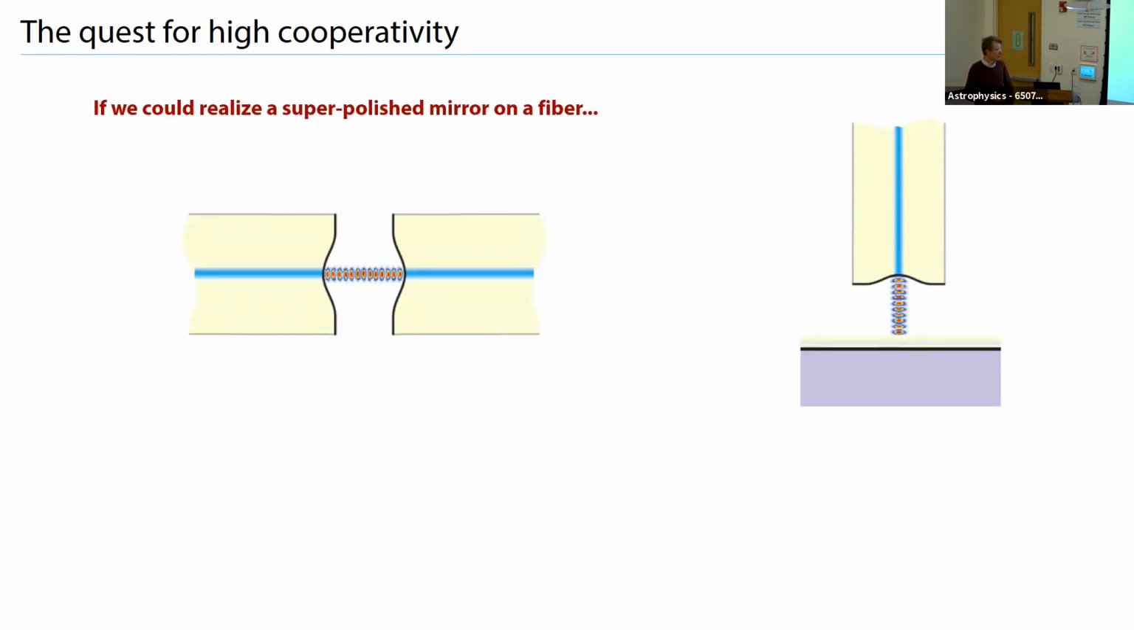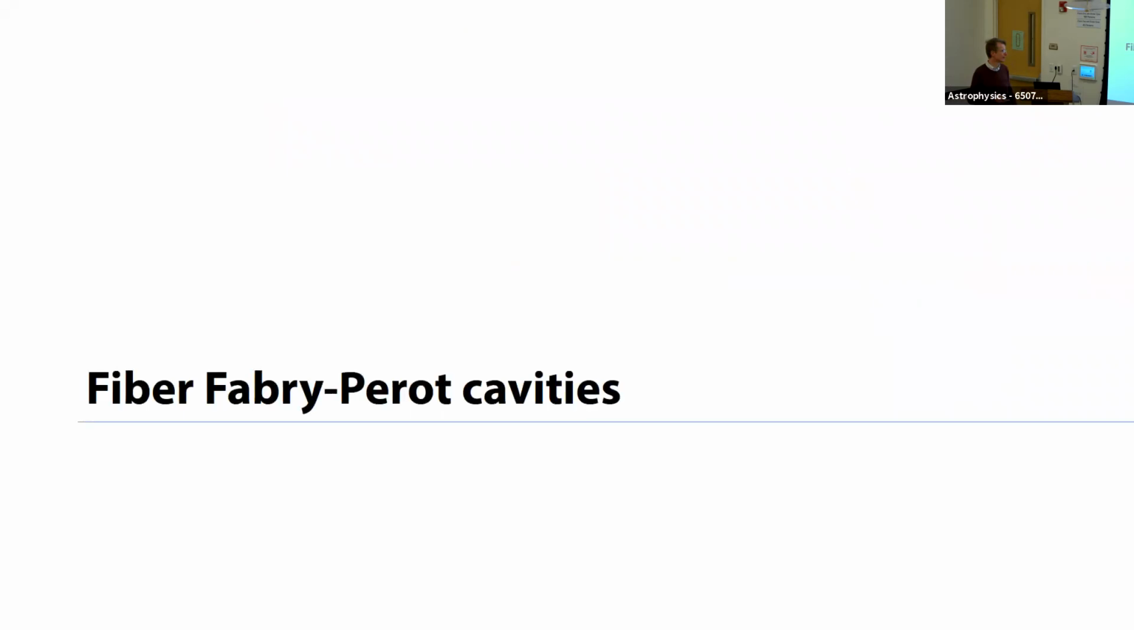And so after a few, okay, the idea is simple enough, but you have to realize it, and we made several moderately successful attempts, and then we came up with this idea of laser machining the mirror surfaces using a CO2 laser. That turned out to work quite well. So now I'll tell you a little bit about these cavities, and then in the second part I'll come to the experiments that we've been doing with them.